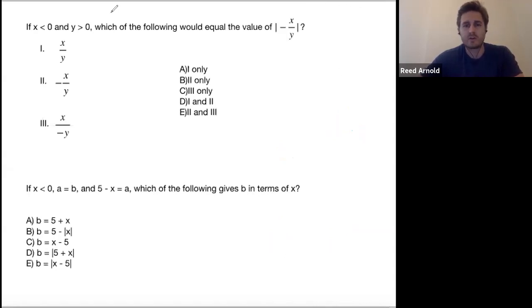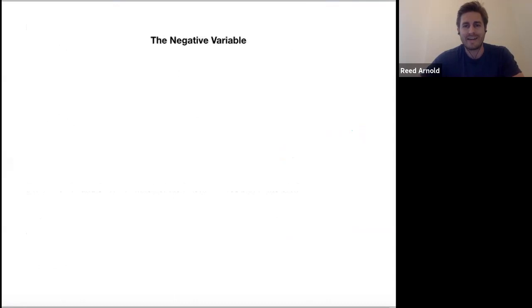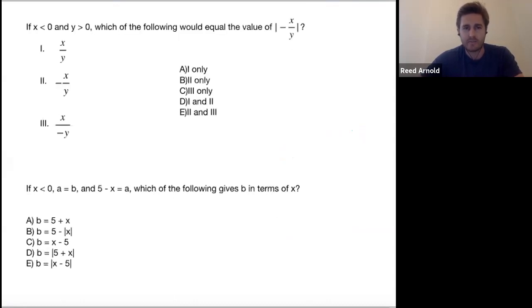And so the purpose of these questions is to talk about negative variables and what they are and how to think about them. And this is super, super common. A lot of questions deal with the negative variable. Let's think about this for a second, what a negative variable really means.